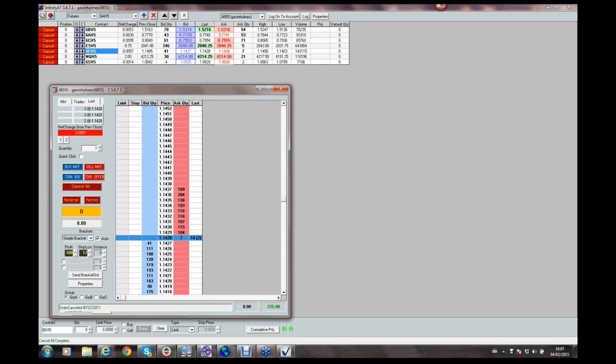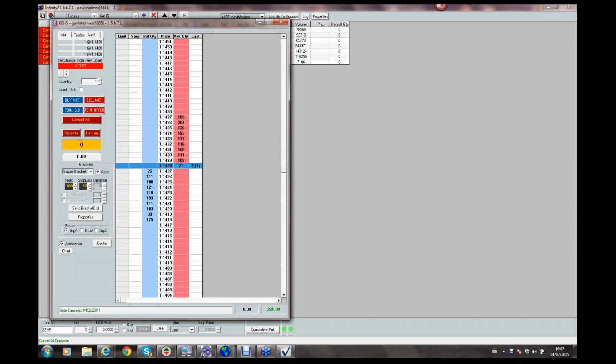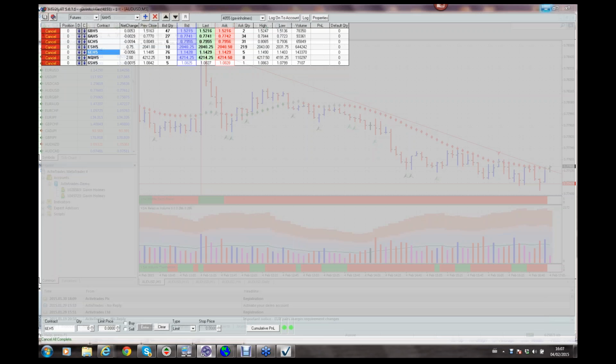Let's make this a little bit bigger. Let's auto center it. And you'll see, but at the moment it's gone very quiet. A lot of traders in London have closed out. But that's what you're referring to, I think.